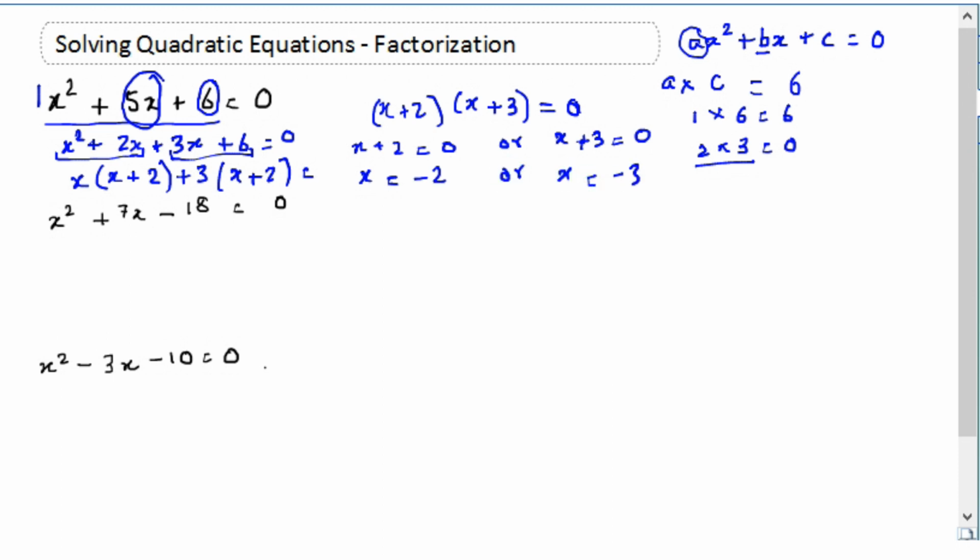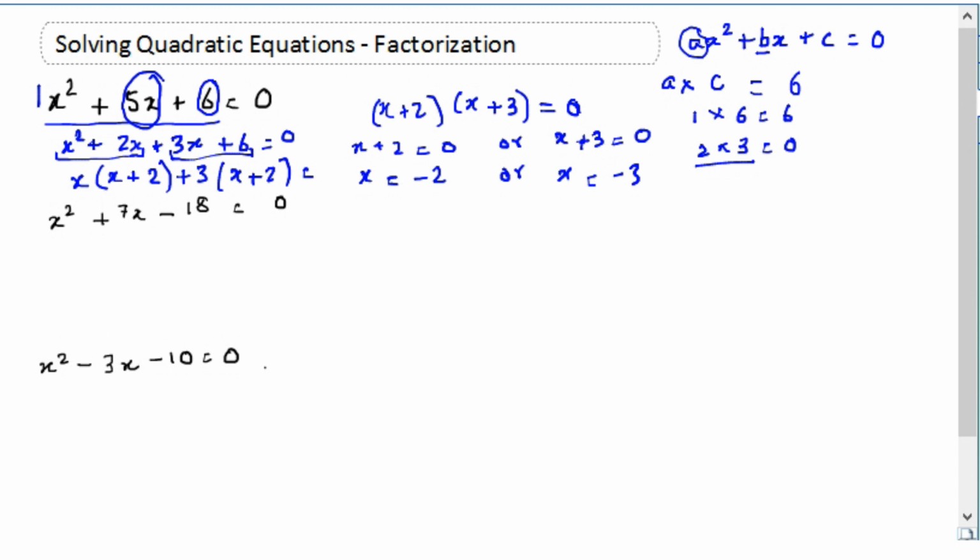And if we substitute these values of x in the equation, we'll see that the answer we get is 0. If we take negative 2, negative 2 squared gives us positive 4, and negative 2 times 5 gives us negative 10. So 4 minus 10 gives us minus 6, and minus 6 plus 6 is equal to 0. And even if we take minus 3, we get 9 minus 15, which is minus 6, and minus 6 plus 6 is again 0. So this is how we factorize an equation.